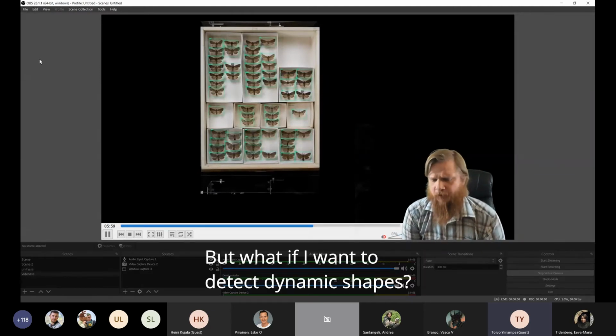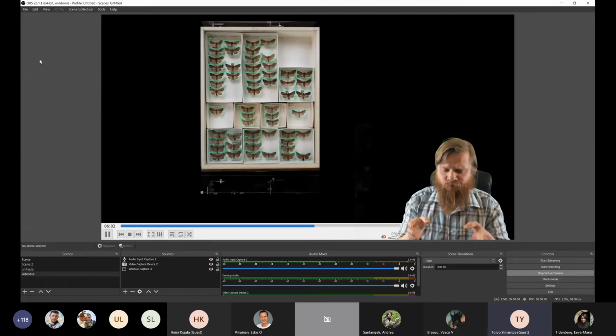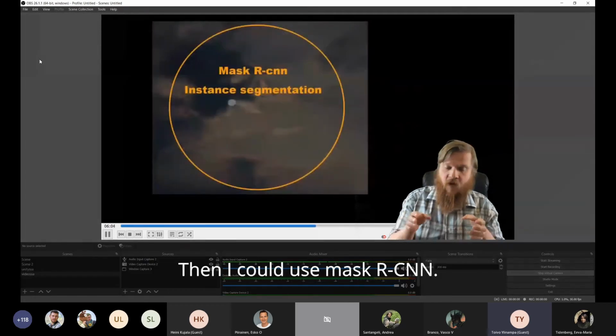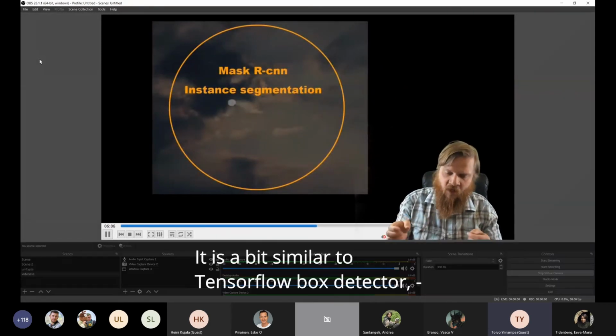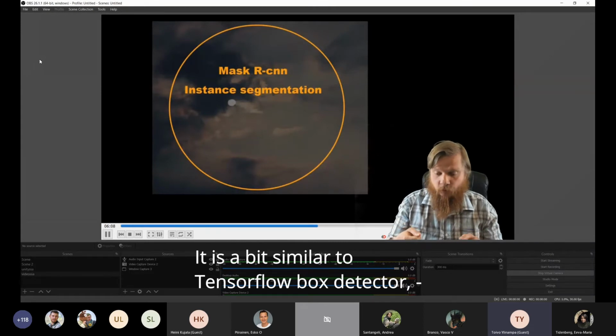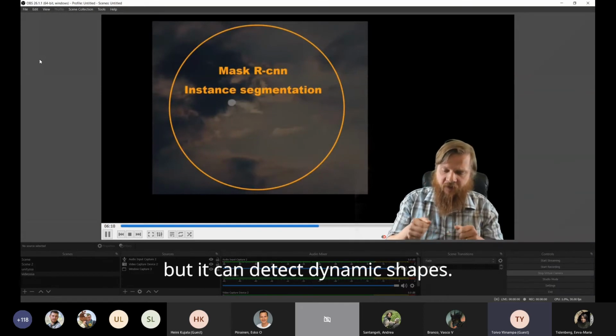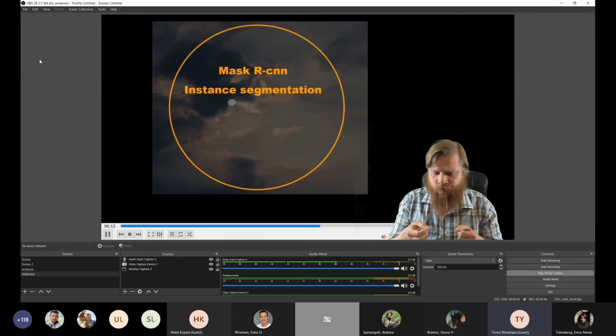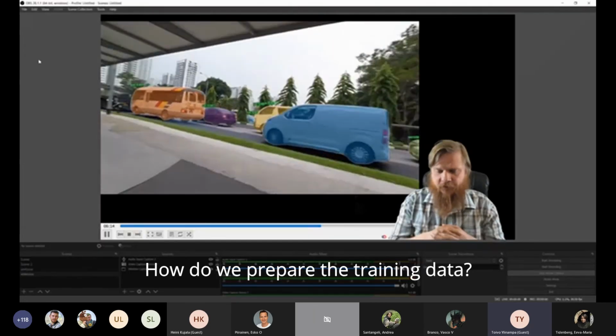But what if I want to detect dynamic shapes? Then I could use Mask R-CNN. It is similar to the TensorFlow box detector, but it can detect dynamic shapes. How do we prepare the training data?